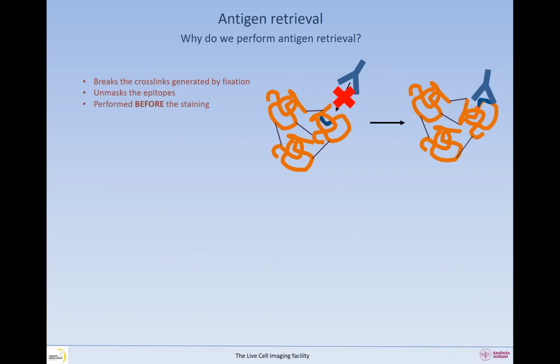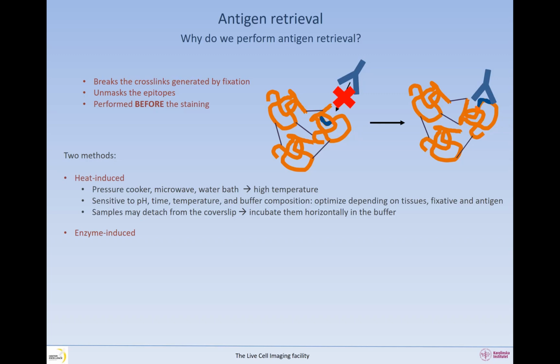It is always performed before the staining, and there are two methods: heat-induced or enzyme-induced. Heat-induced is the most used method. Usually you need a high temperature, using a water bath, microwave, or pressure cooker. This method is quite sensitive to pH, temperature, and buffer composition, so you have to optimize these depending on your tissue, fixative, and antigen.